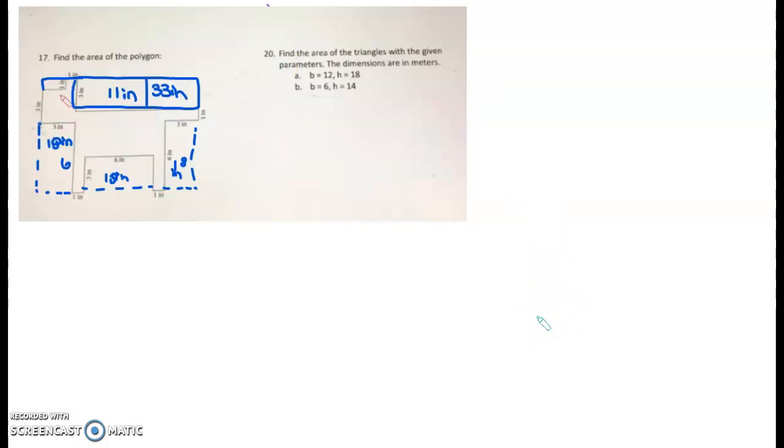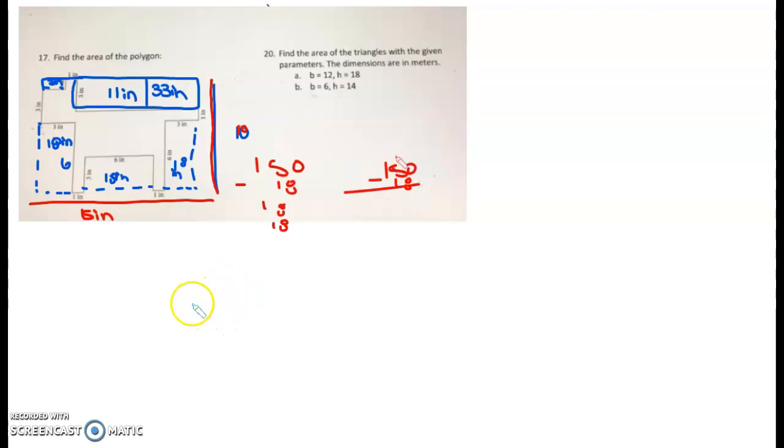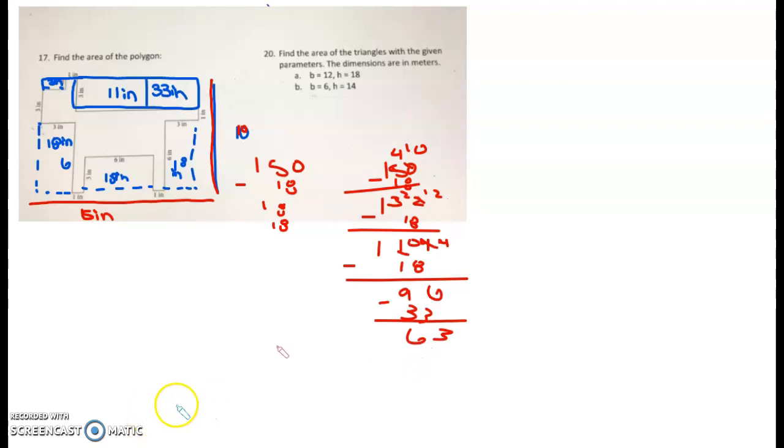Okay, and then this one is 3 inches. 1 minus 18. 63. Okay, that's good. All the calculations.